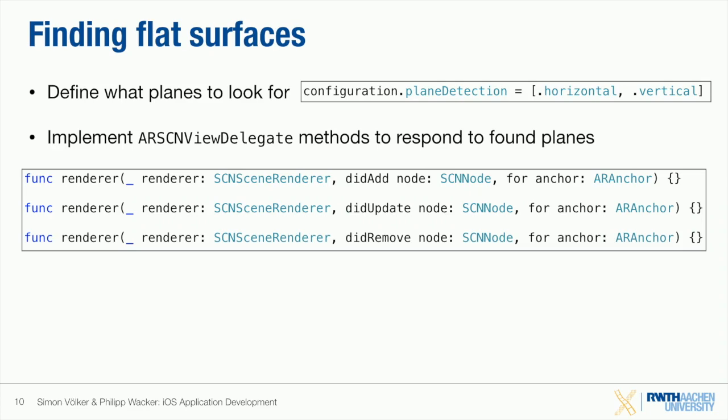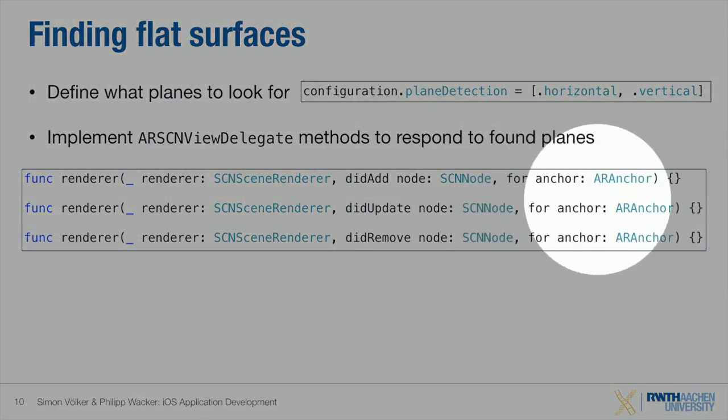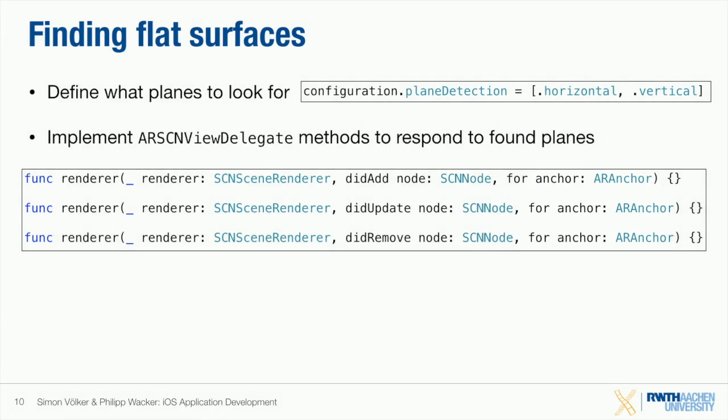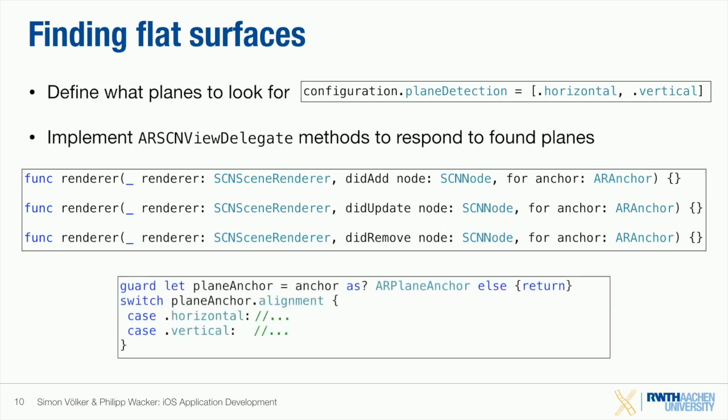The important thing that is passed on there is the anchor, because that specifies what has actually been seen. One thing you could do is cast it to a plane anchor, or check whether it is actually a plane anchor or something else. Then check whether it's a vertical or horizontal surface, and react however you want, attaching new nodes or objects to it.